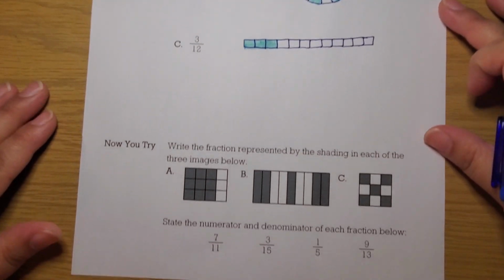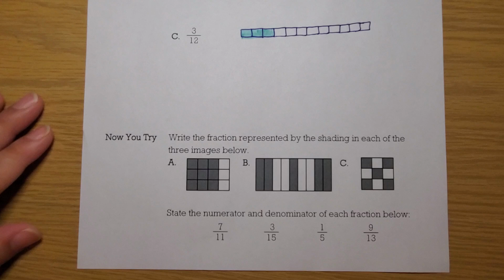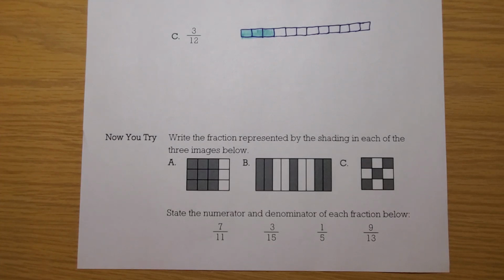All right, so here are a few problems for you to try. In the first 3, you're going to write out the fraction that's represented by the shading. And then in the next 3, you're going to state the numerator and the denominator of each fraction. And I would encourage you to draw out those fractions as well, just to get a sense of what they look like. In the next video, we're going to take our drawings of fractions and use them to compare whether 2 fractions mean the same amount or not.